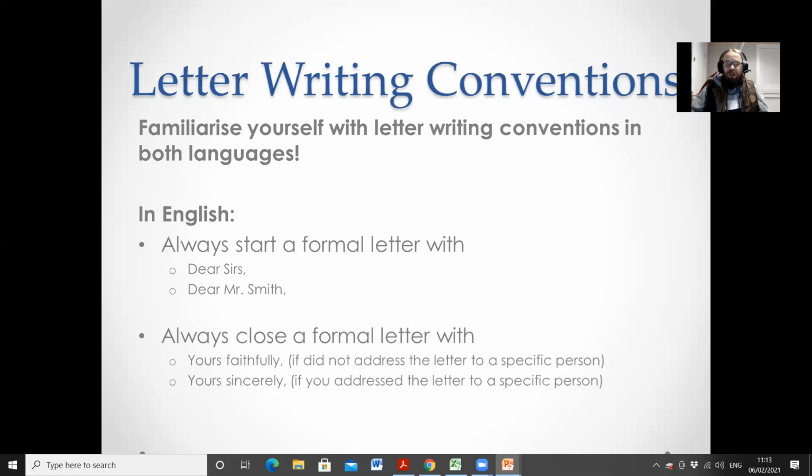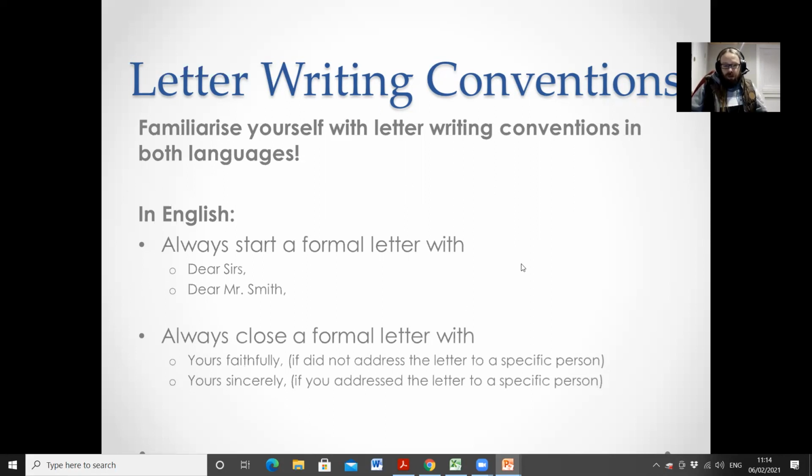Now, talking about conventions, we mentioned conventions before. When doing written translation, when translating from one language to another, the target text really has to respect the conventions of the target language. And one such convention that we have to be very aware of is letter writing conventions. A lot of the papers you get in the exam are in the format of letters, both for the written unit and for the sight translation. So you really have to familiarize yourself with letter writing conventions in both languages.